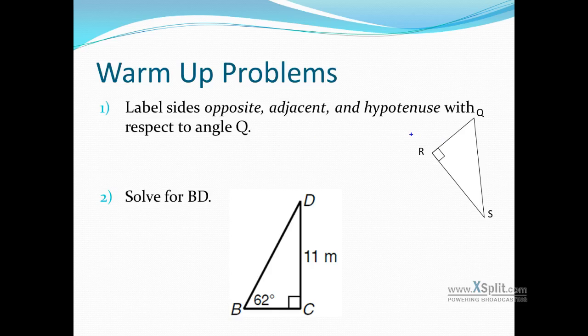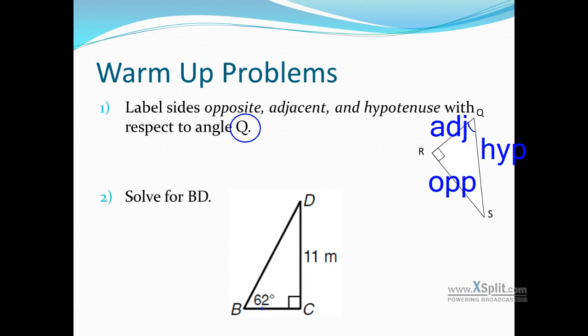We started out by identifying opposite, adjacent, and hypotenuse in a triangle, and then we were able to find missing sides of a triangle as well. For example, looking at these warm-up problems, if we're concentrating on angle Q, we always know that the long side of any triangle is going to be considered the hypotenuse. We can label that hypotenuse. The side that touches the angle that is not the hypotenuse, we're going to call the adjacent side. And then the side that doesn't touch the angle at all, the one down here, RS, we would consider the opposite side of the angle.